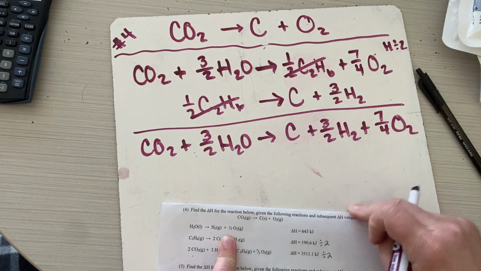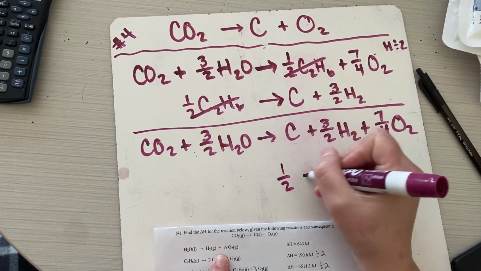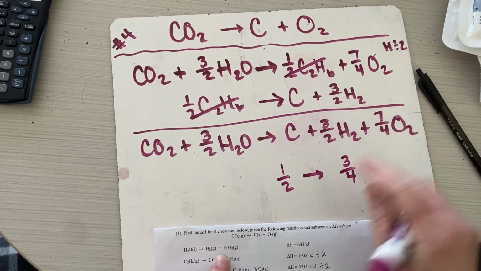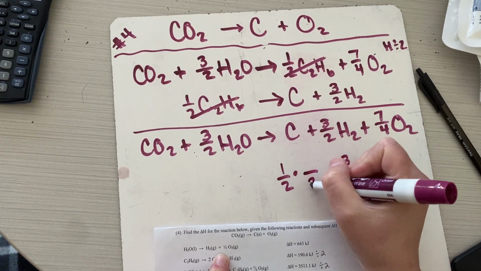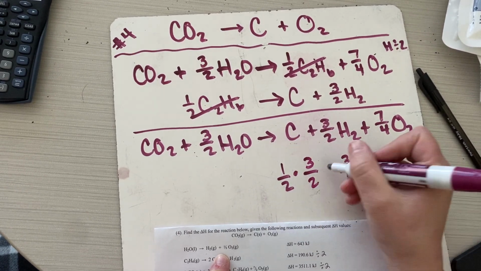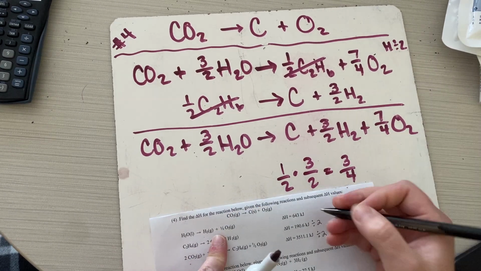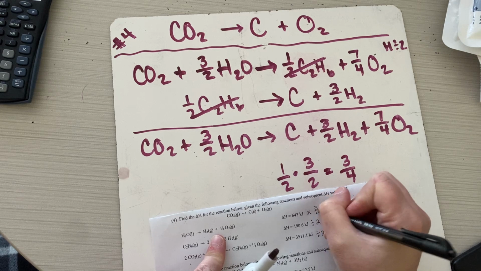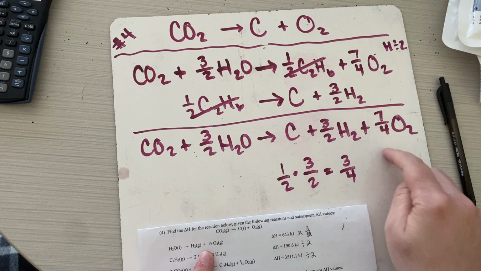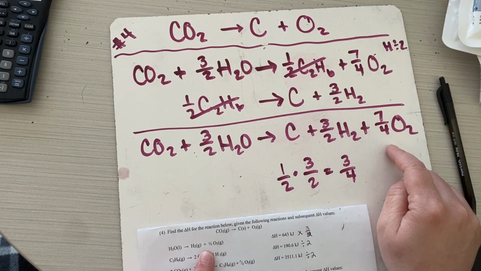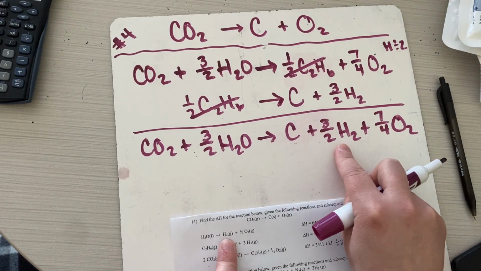So how do I get half to 3/4? I'm going to have to multiply by 2 on the bottom, 3 on the top, and that'll get me 3/4. So I'm going to be multiplying this one, oops, by 3/2 in order to get rid of my oxygen. And that actually will end up working out because I've got 3/2 H2.